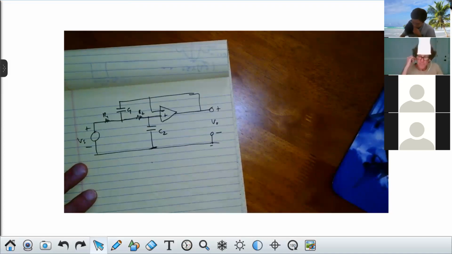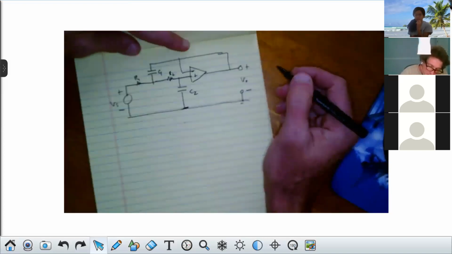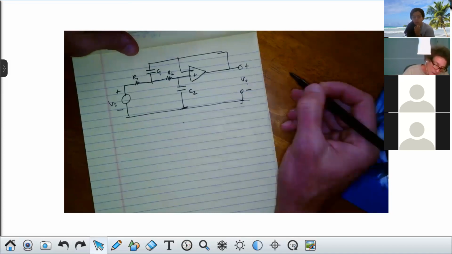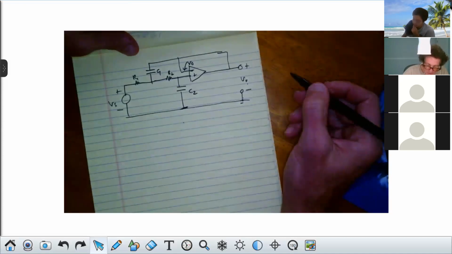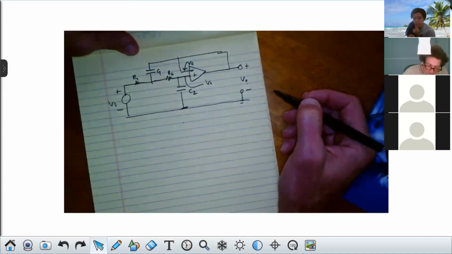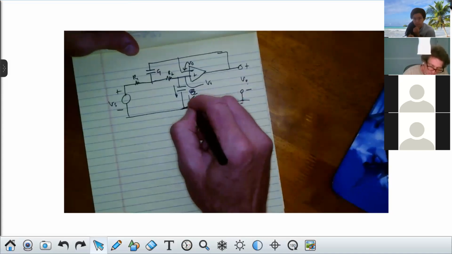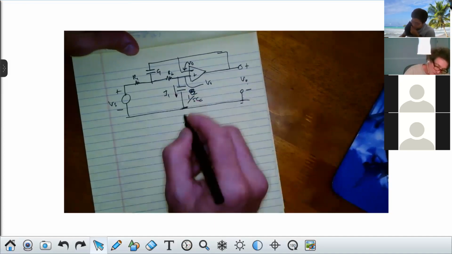Probably what I can do is this. This is V naught right here, correct? To ground? Yeah. So I know this is V naught here, right? Yes. That means I know right there that's V naught, right? Mm-hmm. That means I know this current. This impedance right here would be 1 over SC2, correct? Mm-hmm. So I can call that current I1.